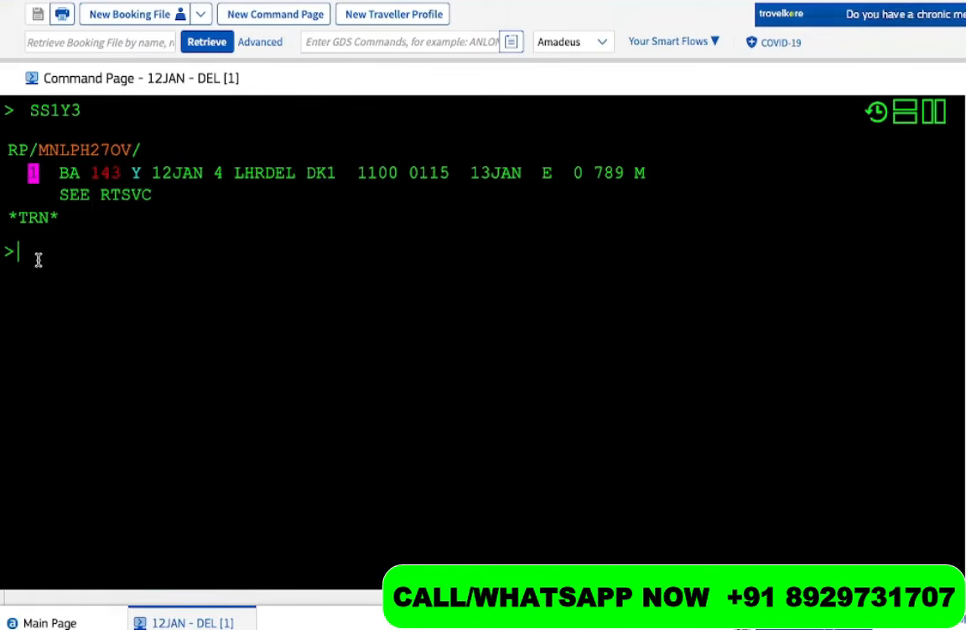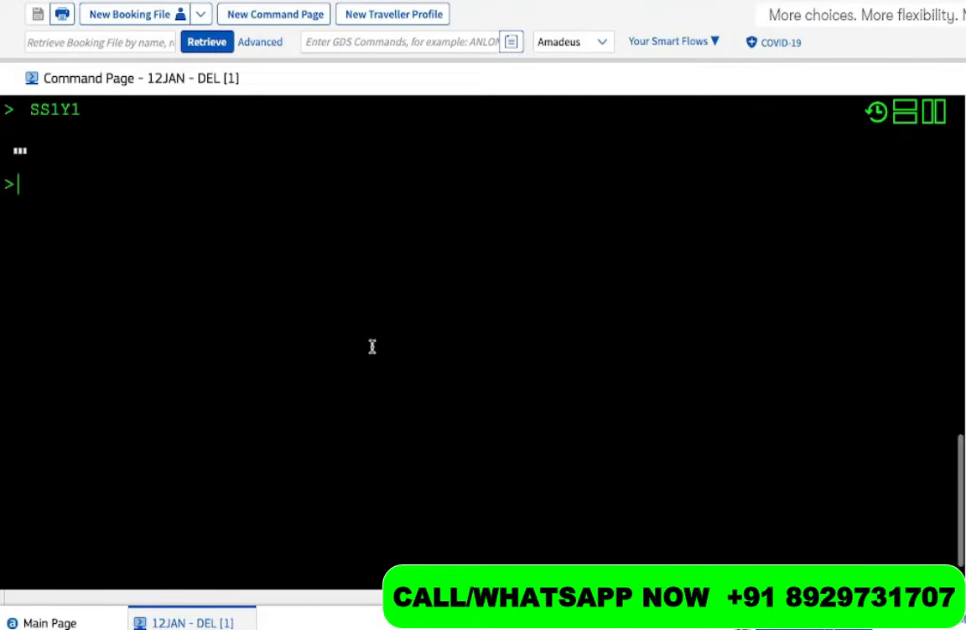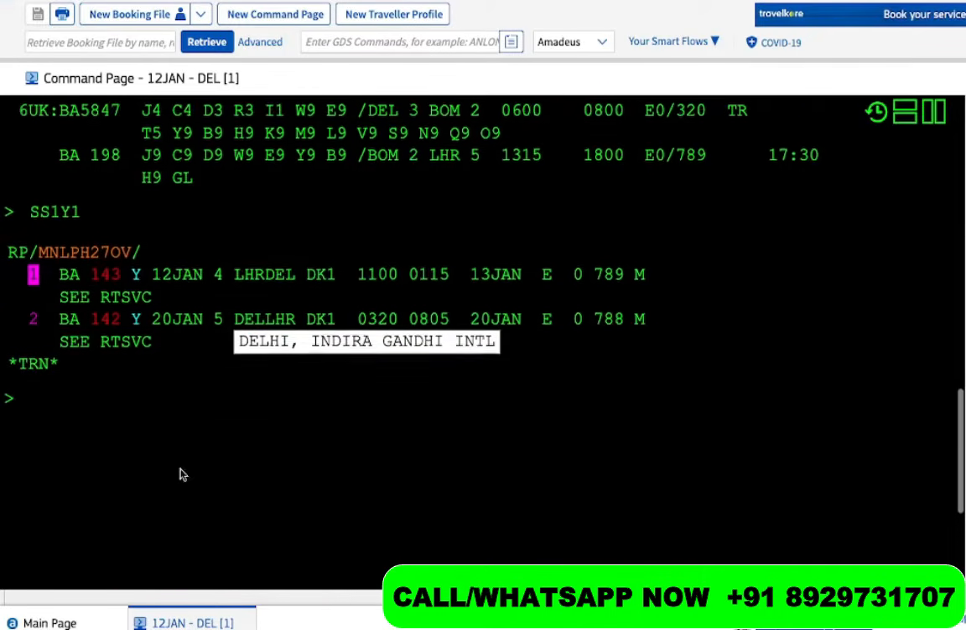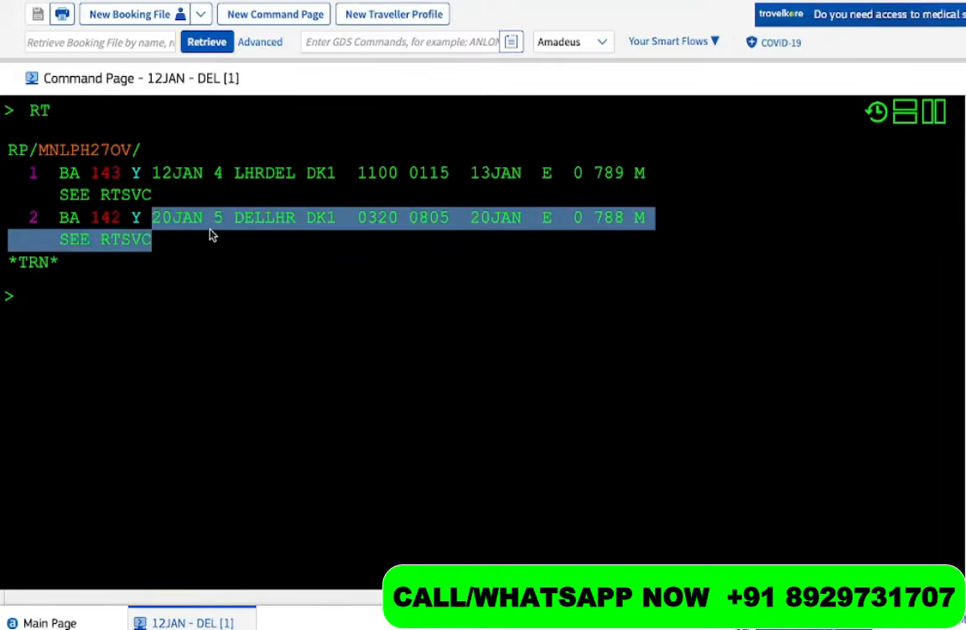And let's pick up a return flight also, just to make sure that we have a round trip. So 20th of January from Delhi to London Heathrow on British Airways, filter SS1 Y1 again. So first seat SS1 Y class and the flight number that we have on the first segment. Now we have a round trip here, going out on 12th of January and coming back on 20th of January.